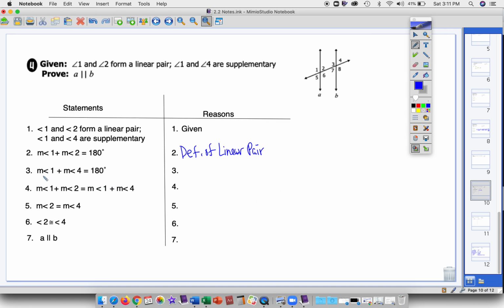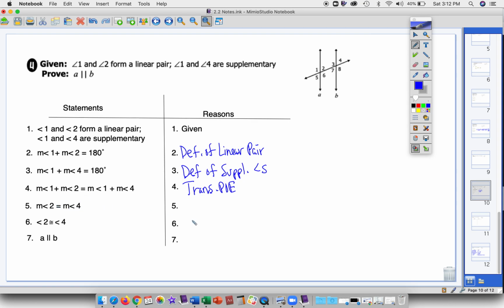Okay, in the next line, because 1 and 4 is supplementary, I can say the sum of those angles is 180. And I'm using another definition. The definition of supplementary angles. Here's that repeated pattern we've been seeing. If they both equal 180, then they equal each other. So again, this could be substitution or transitive. I guess I'll go with transitive this time. Property of equality.